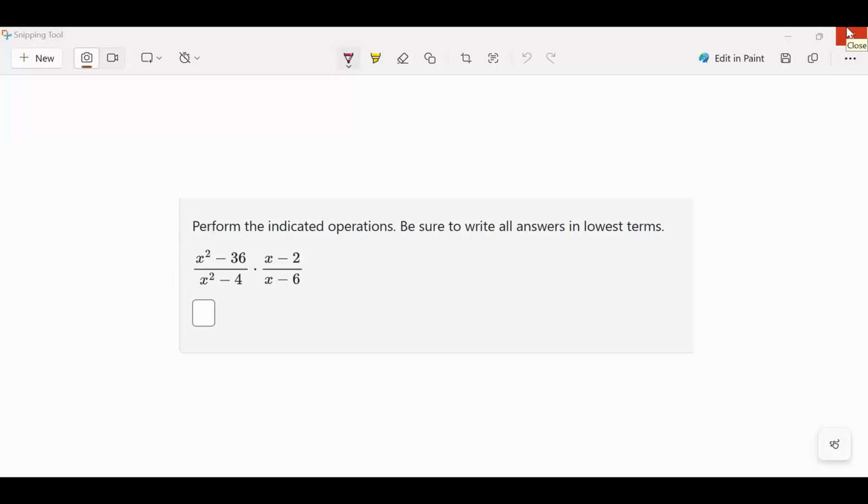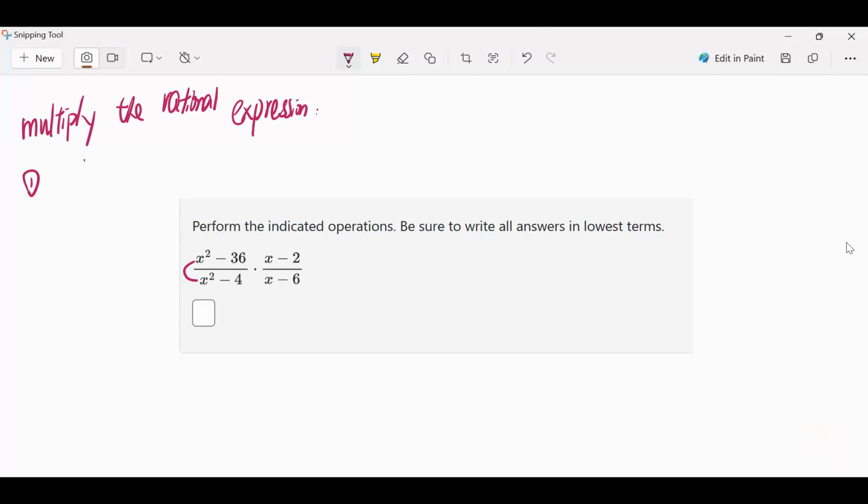One of the questions looks similar to this. On top and bottom, we see the difference of two squares. The general procedure for multiplying and simplifying the rational expression: step one, factor as much as possible.